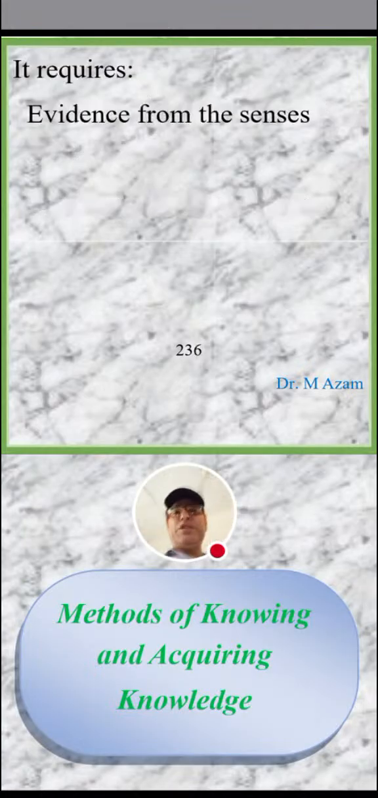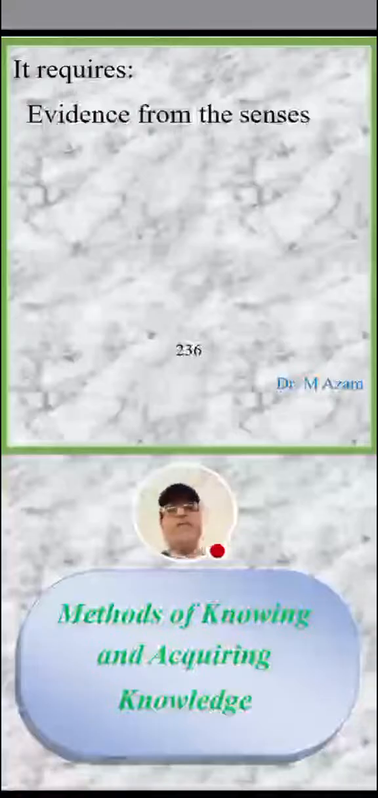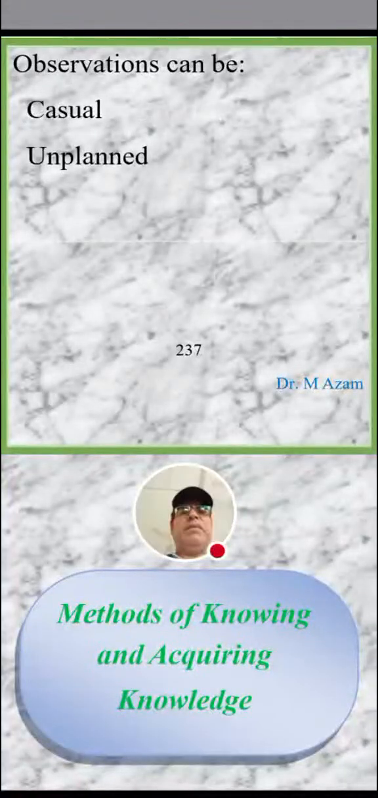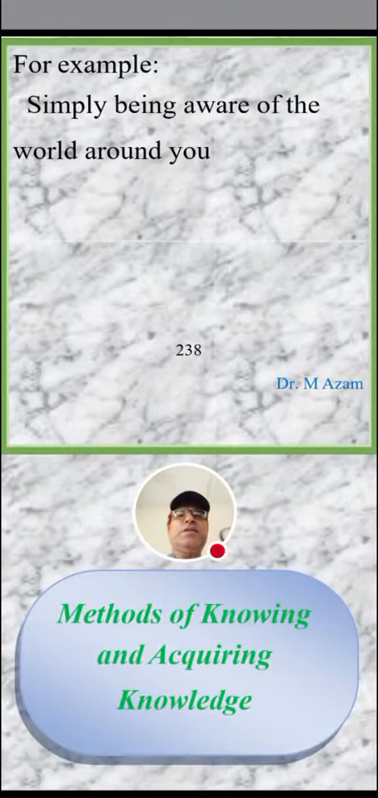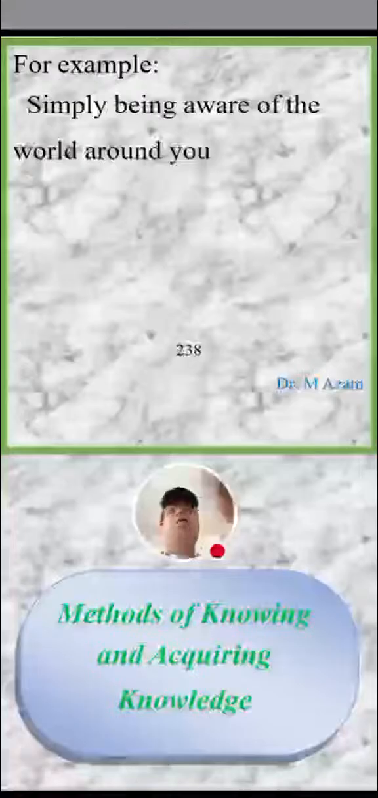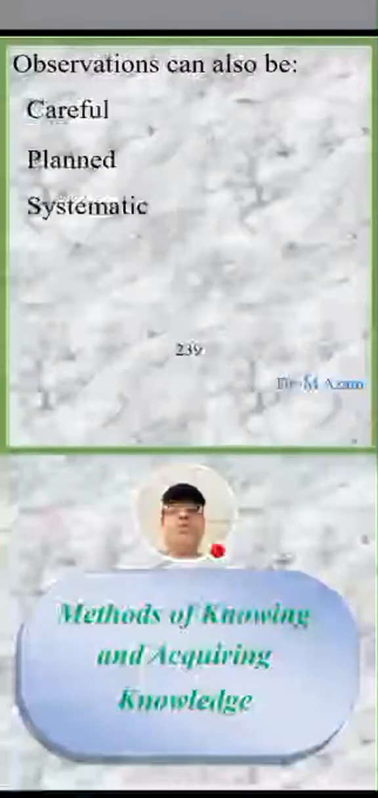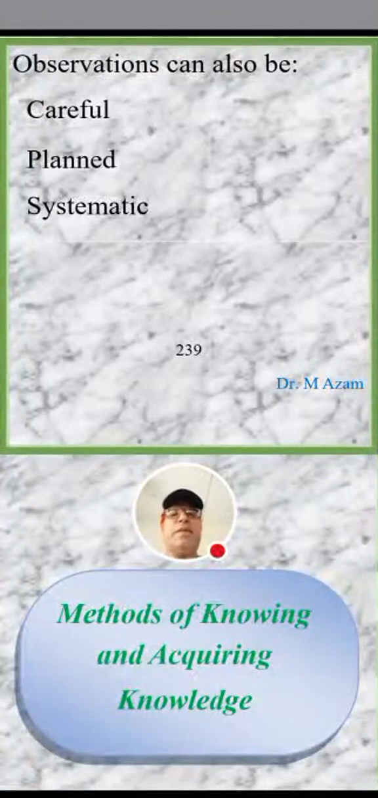In summary, the empirical method uses direct observation as a source of knowledge. It requires evidence from the senses. Observations can be casual and unplanned, for example, simply being aware of the world around you. Observations can also be careful, planned, systematic.